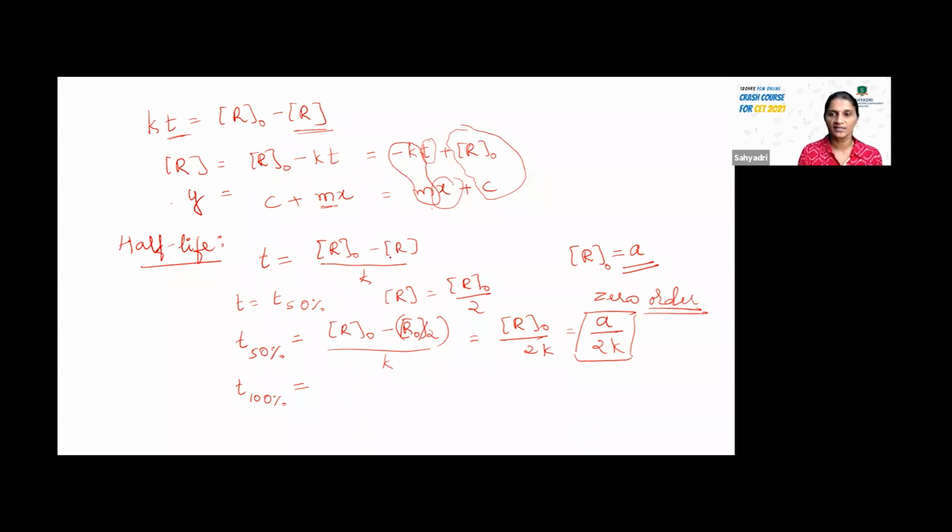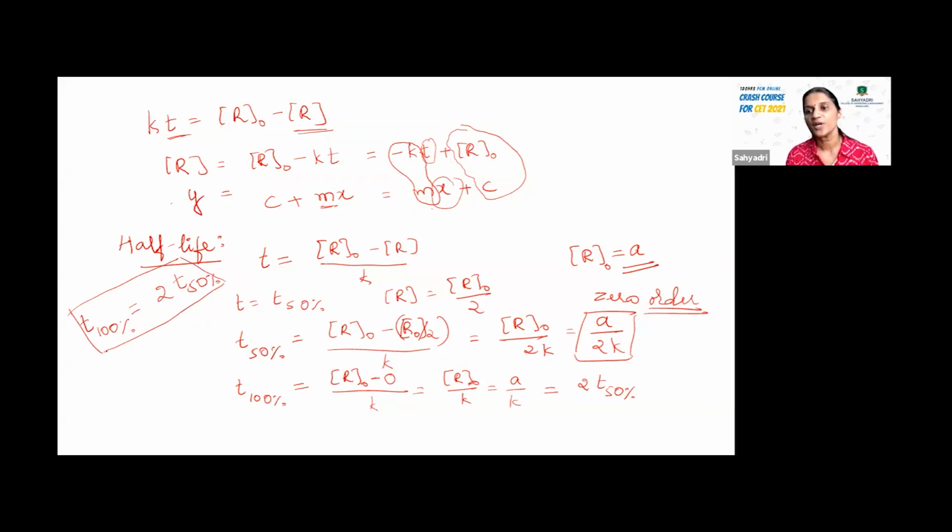Substitute here. What is R? R is zero, correct. So R naught minus zero, divided by K. What is that? R naught divided by K, or A divided by K. Can I tell this in terms of T half? T 100% of a zero order reaction is equal to 2 times T half, T 50%. Can we say like this?